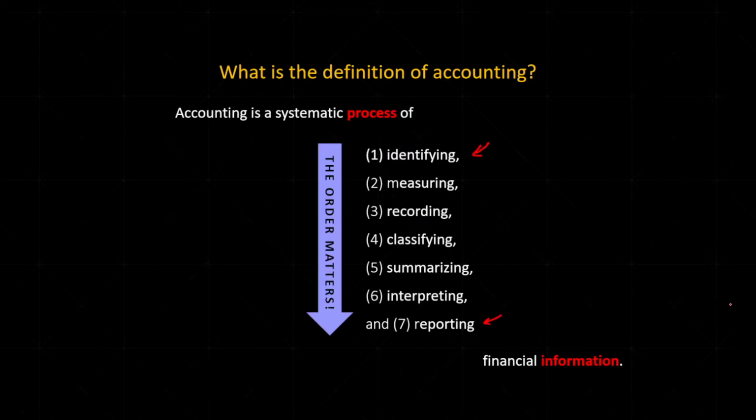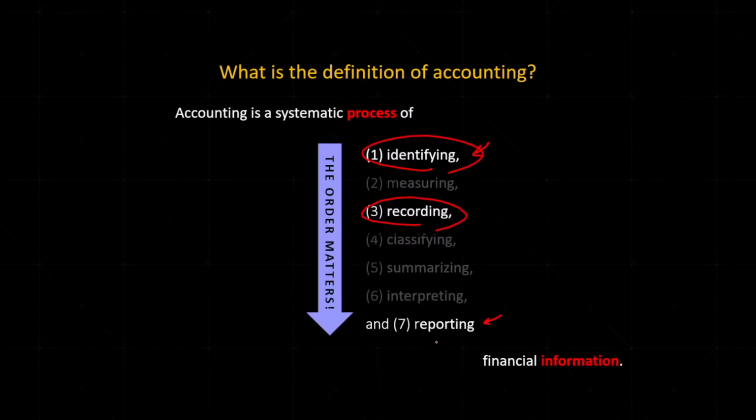But in this text, out of these 7 verbs, we mostly focus on identifying, recording, and reporting. So the accounting process is defined as the process of identifying, recording, and reporting financial information.